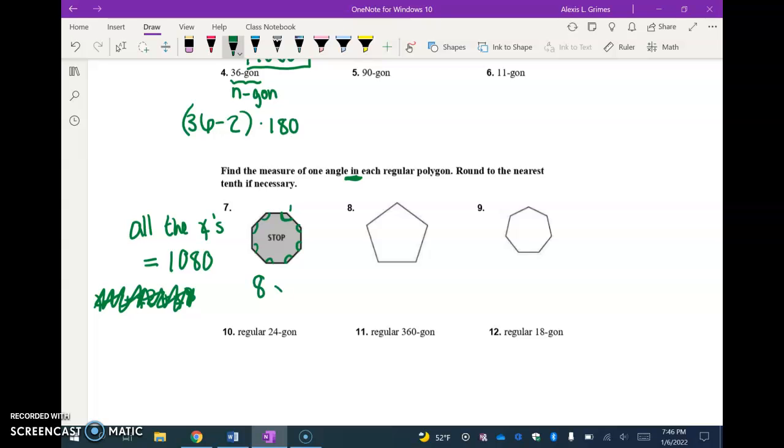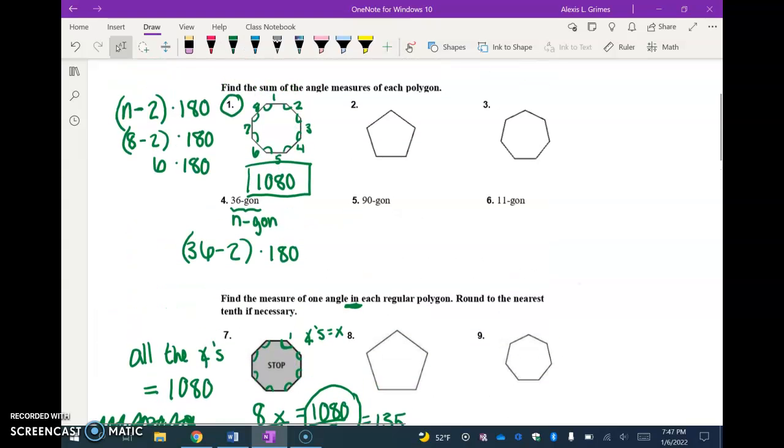We don't know what one angle is, so we'll call that x. 8x equals 1,080. Remember, x here equals one angle. So all we need to do to solve that is divide by 8. Some people didn't even show this much work. They just knew there are 8 angles, so we need to divide the total by 8. That's totally fine if you don't want to show all this work, but this will give you your answer. You need to plug that into your calculator. So 1,080 divided by 8 should give you 135.